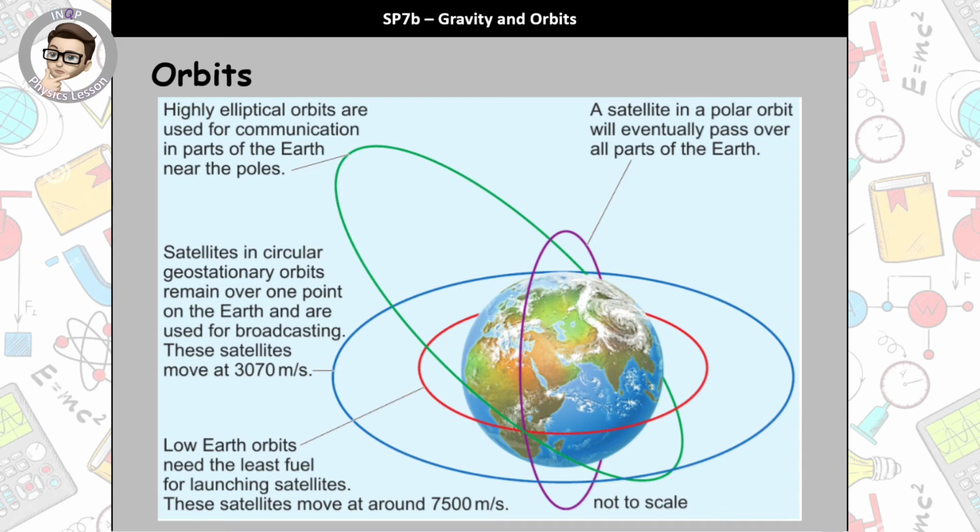Now we use those for broadcasting because I don't know if you've ever noticed, but if you've got satellite TV or Sky TV, you don't have to move the dish. If the satellite was moving relative to you, you would have to move that dish, and that would be quite problematic. So instead what we do is we put those satellites into this geostationary orbit.